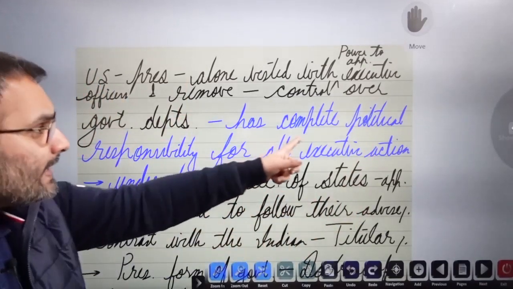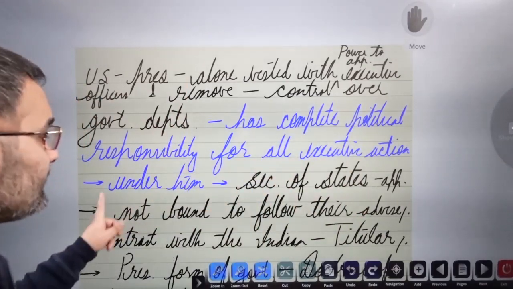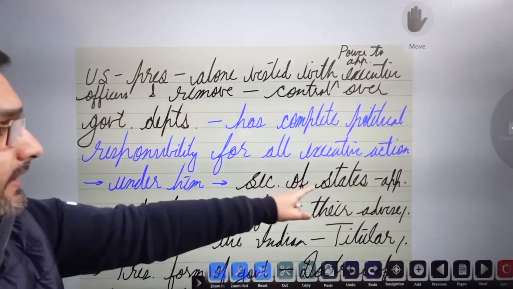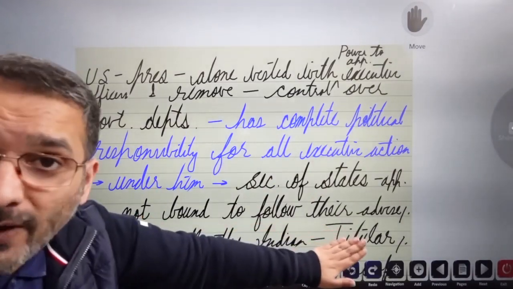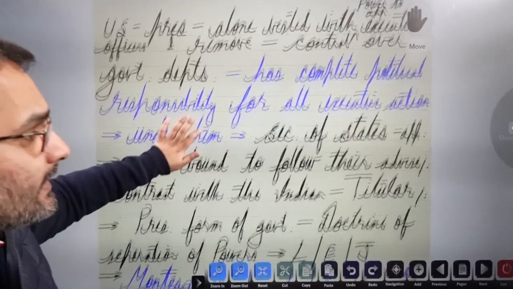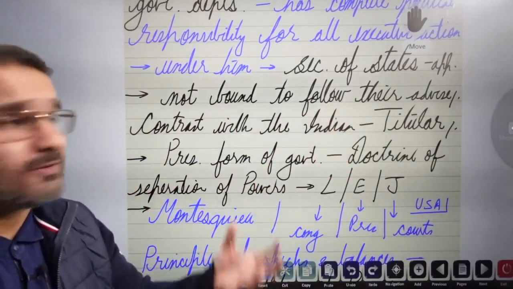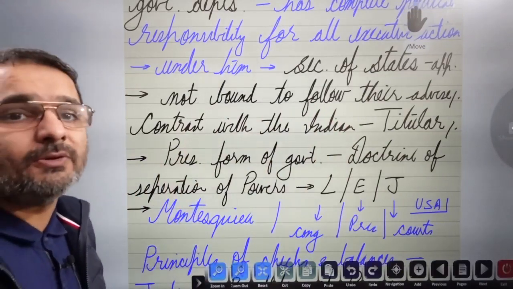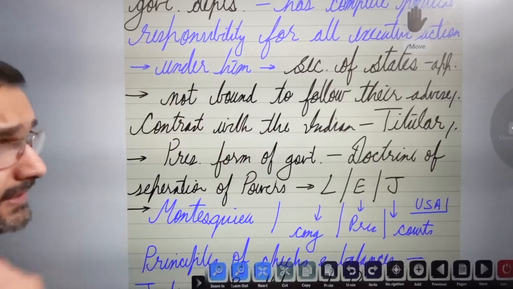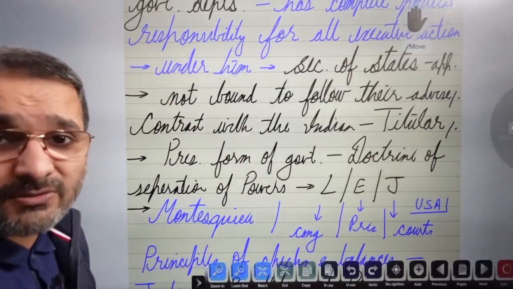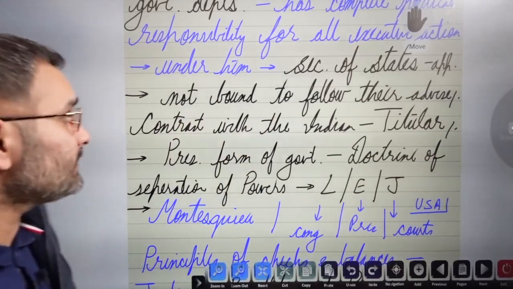So the US president has complete political responsibility for all executive action under him. There are secretaries of state which he appoints. He is not bound to follow their advice as well. This is what the main drama of Donald Trump's presidency was about, that he was only doing things as per his own record, and that is why his ship began to sink. He has full political responsibility as well.